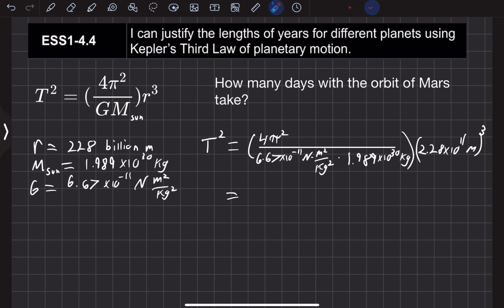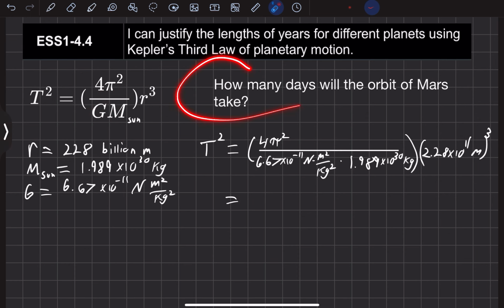So can you compare and contrast the different planets and their orbital periods, their years, and justify why that would be the case using Kepler's third law? Let's take a start here. We've got Kepler's third law, where we have the period squared is equal to 4 pi squared divided by the gravitational constant times the mass of the sun times the radius cubed.